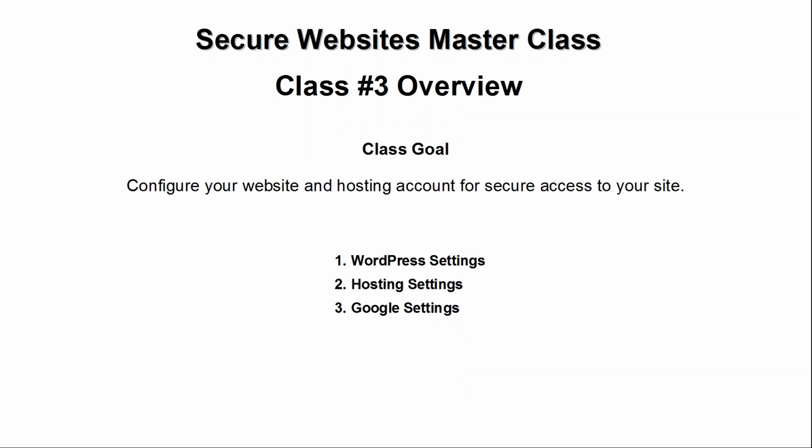Now, with that said, we basically have three different parts to this class. First, we're going to be taking a look inside of WordPress itself and configuring a few settings there. Then we're going to move on to the hosting control panel. And finally, we will move on to some of the Google services.